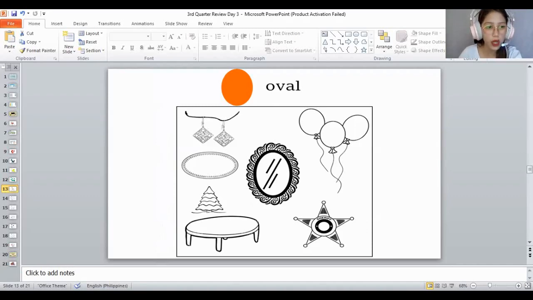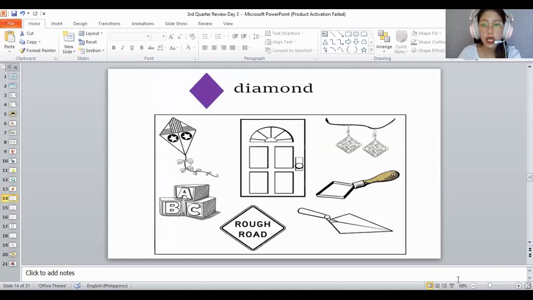Let's move on to the next one. What shape is this? Yes, a diamond. And we need to color the diamond using the color purple. The diamond, the kite, the diamond earrings, a diamond shape again, another diamond, and another diamond again. What shape did we color? All the diamond shapes. Very good.